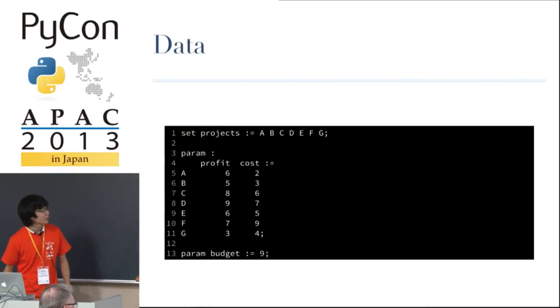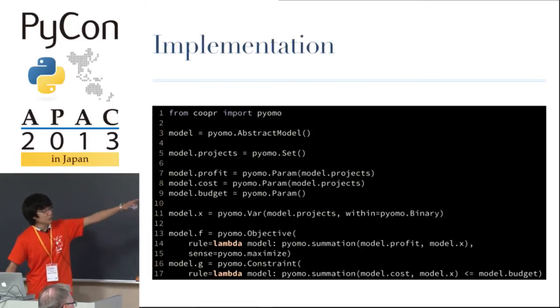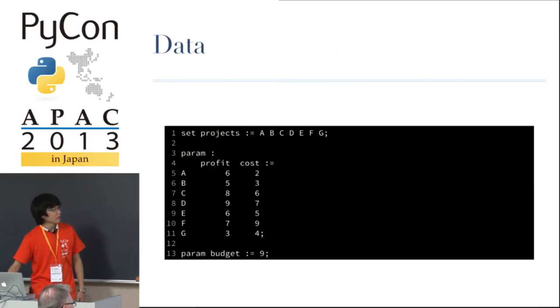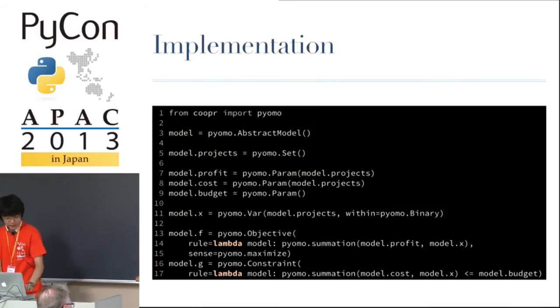Now I separate model and data. This source code does not have data. I prepare another file to define the data. Run this script.